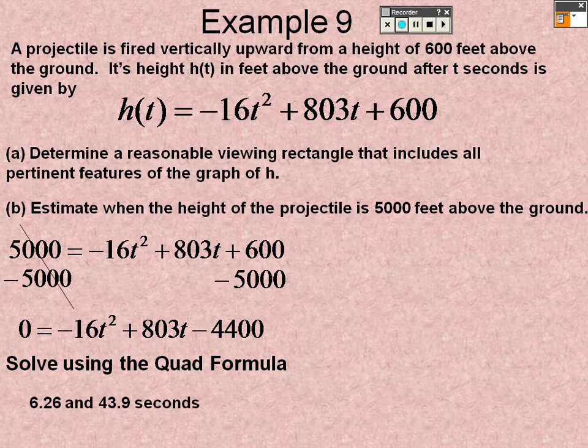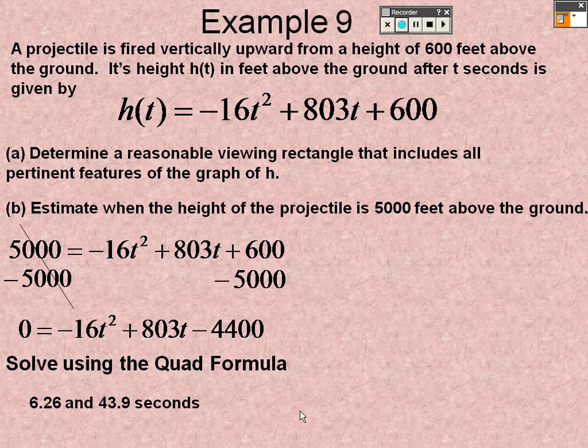But just to save some time here, you plug it in on your calculator, the negative b plus or minus the square root of b squared minus 4ac over 2a, and you end up getting 6.26 and 43.9 seconds. Well, when is it a height of 5,000? Why am I getting two answers?